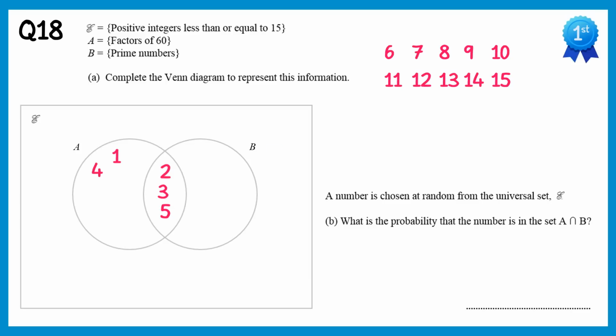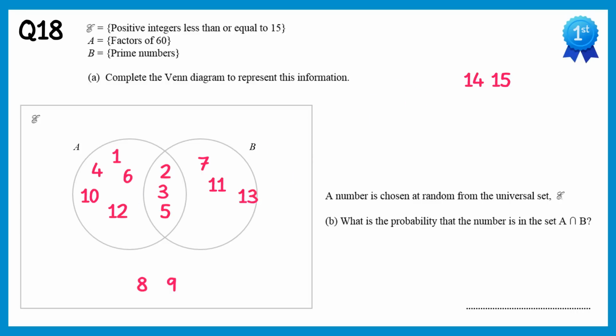6 is just a factor of 60, but not prime. Now 7 is prime, but not a factor of 60, so that goes in the right circle. 8 is neither a factor of 60 nor is it prime, so that goes outside of the circles. 9 is the same. 10 is a factor of 60, but not prime, so that goes in the A circle. 11 is prime, but not a factor of 60, so that goes in the B circle. Then we have 12, which is a factor of 60 only, 13, which is prime only, 14, which is neither prime nor a factor of 60, so outside, and then finally 15, which is just a factor of 60.